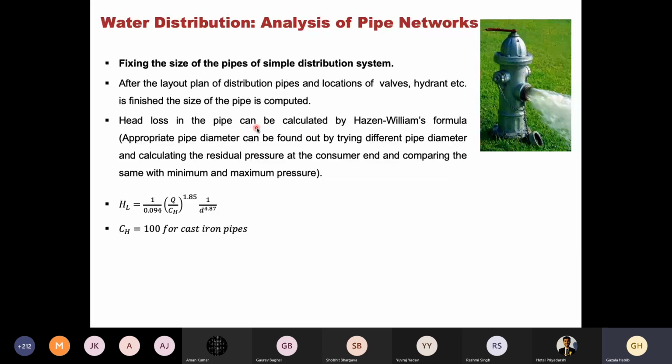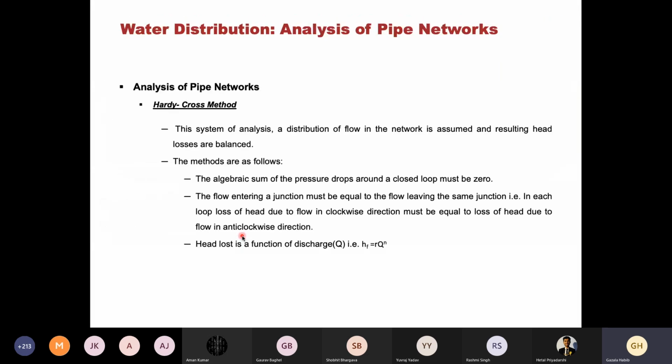Head loss in the pipe can be calculated by the Hazen-Williams formula, and this is the formula given: HL is equal to 1 upon 0.094 into (Q upon CH) raised to 1.85, into 1 upon D raised to 4.85, where CH is 100 for cast iron pipe. CH is one of the coefficients. D is the diameter, and Q is the water flow rate.